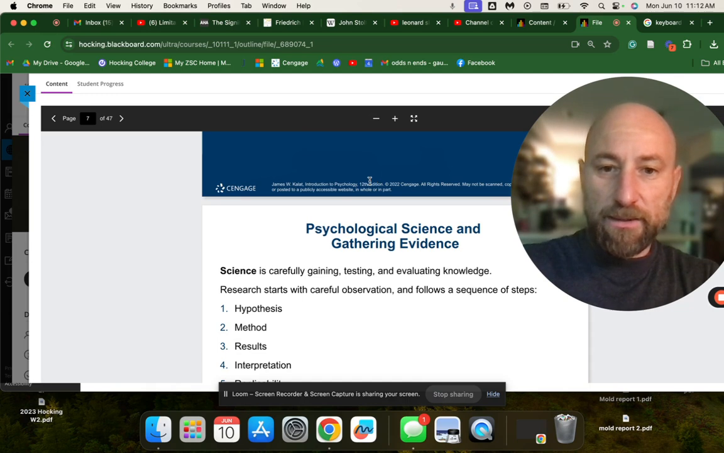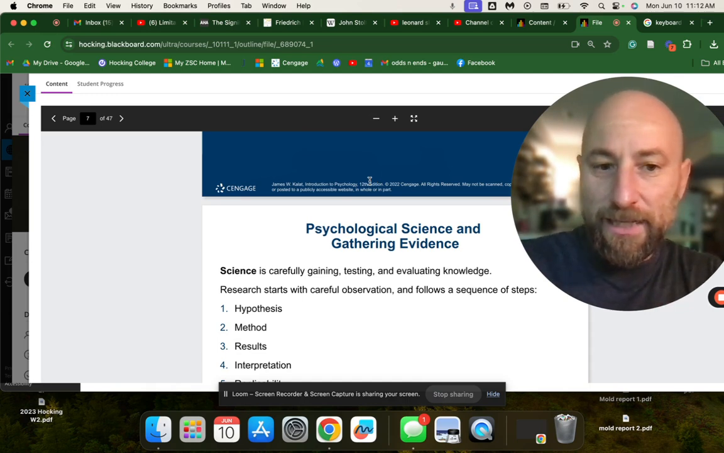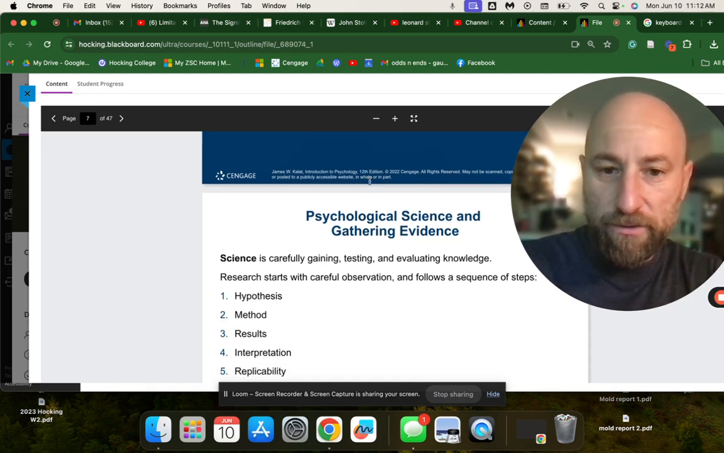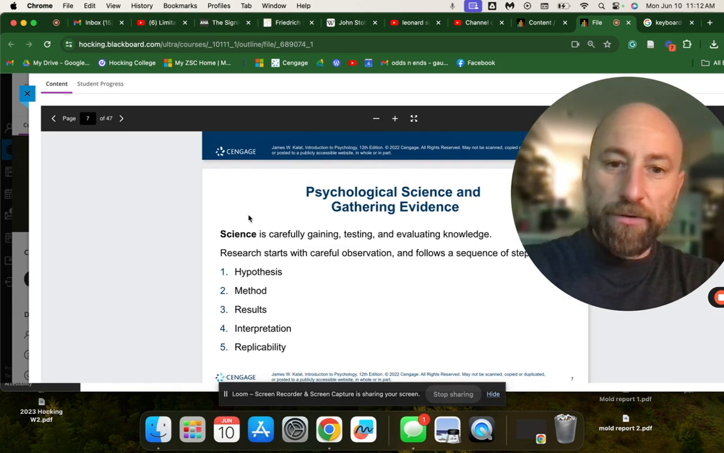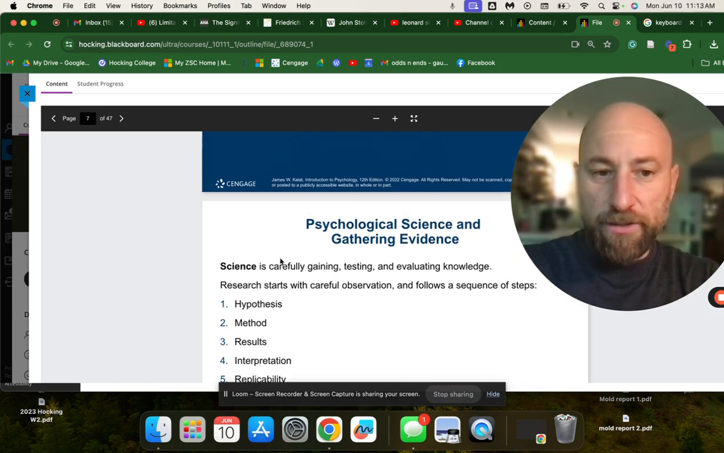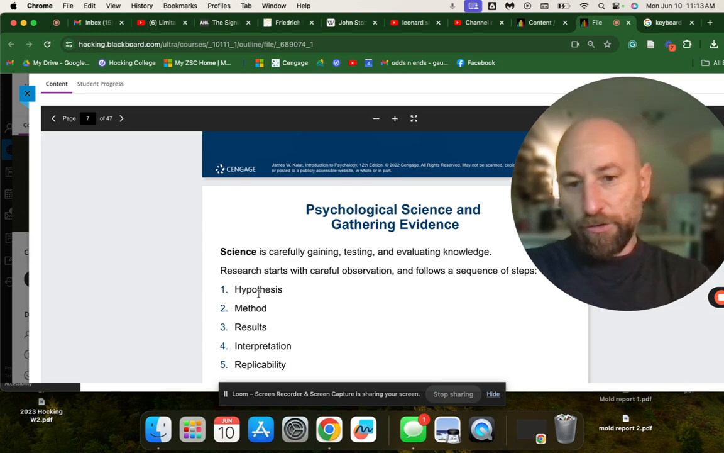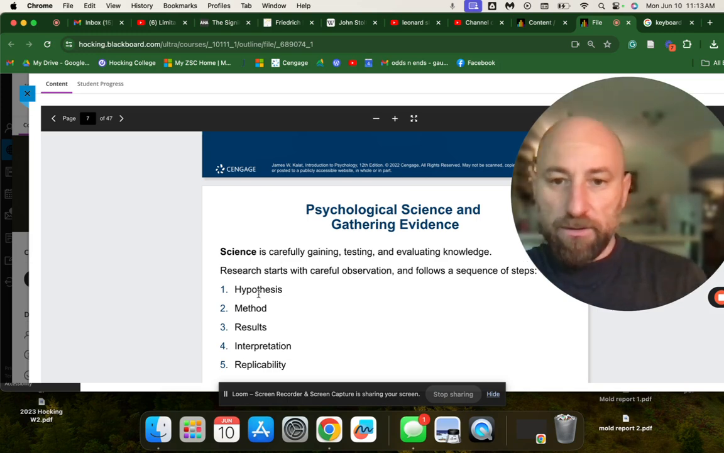Science is carefully gaining, testing, and evaluating knowledge. So a little definition there. Is it the perfect definition? It's something good enough, I think. Research starts with careful observation and follows a sequence of steps. So you've probably heard some version of this before.